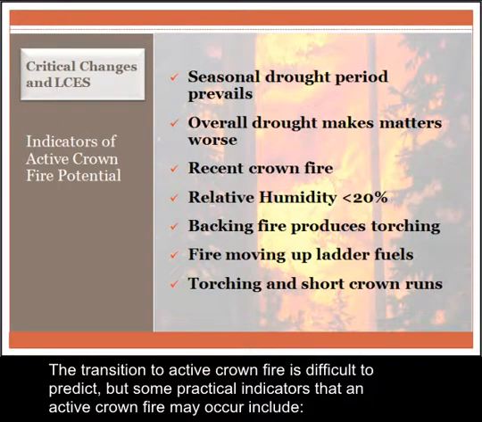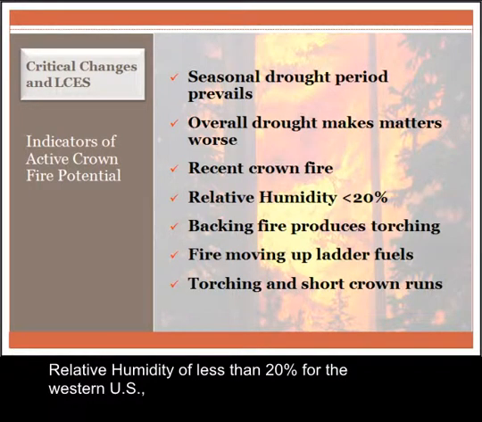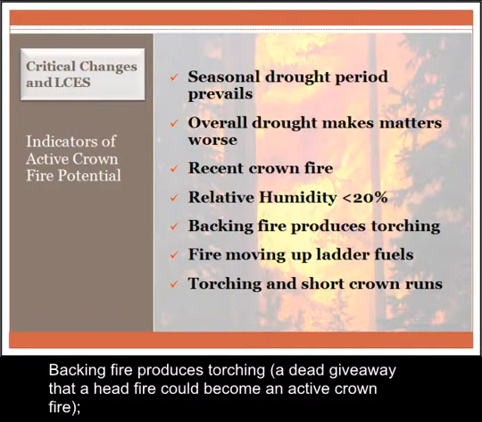The transition to active crown fire is difficult to predict, but some practical indicators that an active crown fire may occur include: seasonal drought period prevails, overall drought makes matters worse, recent crown fire on the fire or nearby fires, relative humidity of less than 20% for the western U.S., or less than 35% in the southeastern U.S. Active crown fires occur in Alaska at up to 45% relative humidity.